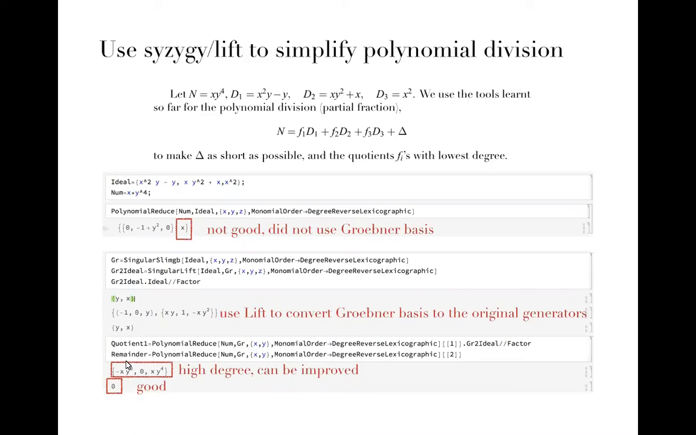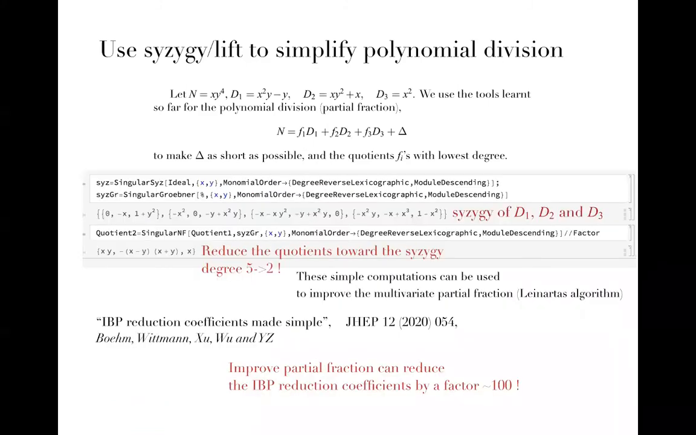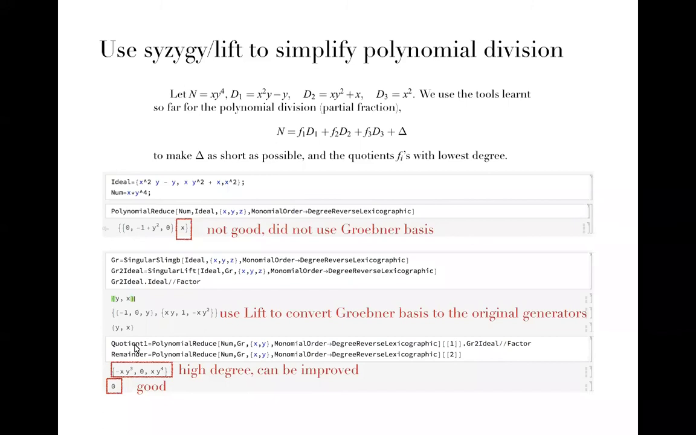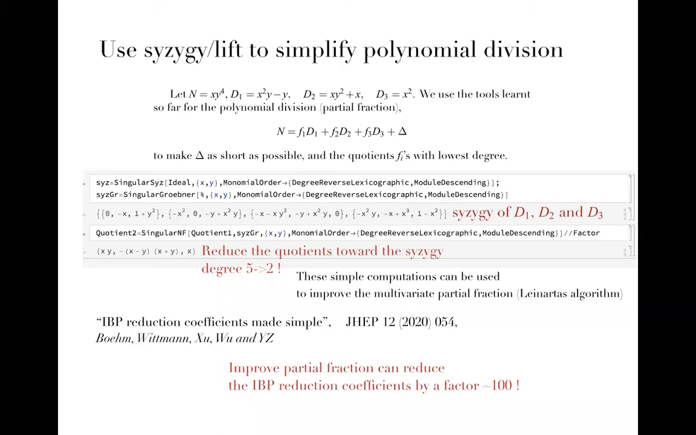So we can use this kind of syzygy method to do it even better. So you see, here we have these quotients with respect to these three generators. But we know there would be some non-trivial relations, F1 D1 plus F2 D2 plus F3 D3 equals zero. These are syzygies. You feel free to add them to here, and you still get the correct quotient. So the quotient is not uniquely defined. You can always reduce this quotient vector by the syzygy vector. So let's do it. We have this ideal and get the syzygies, the relations between the three polynomials. And then I get the Gröbner basis of the syzygies.